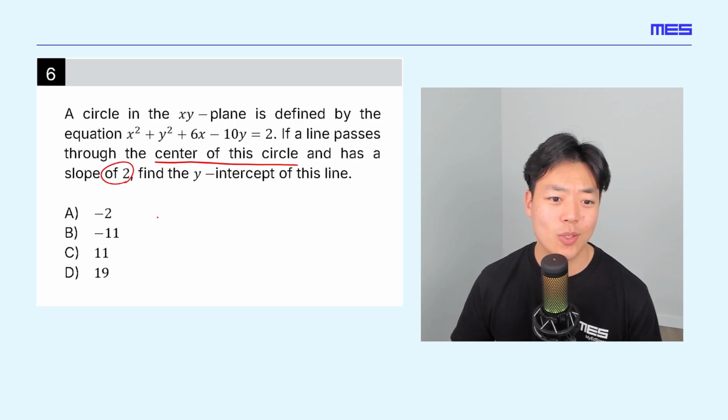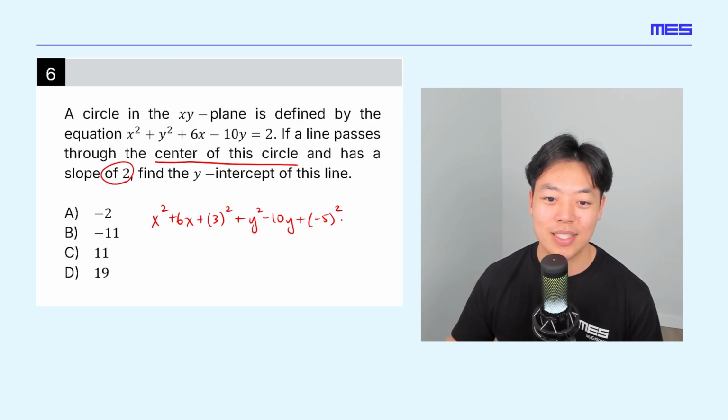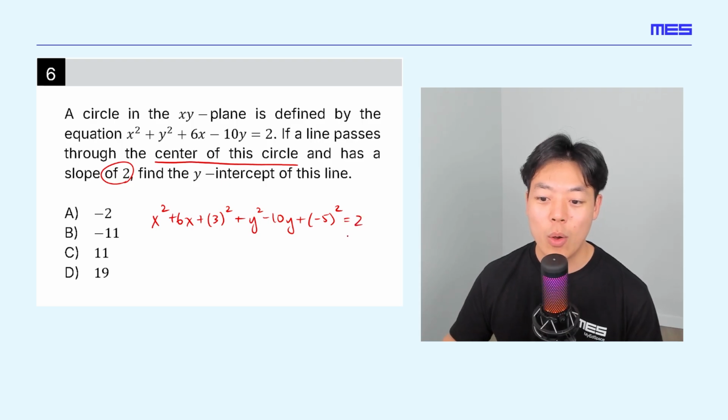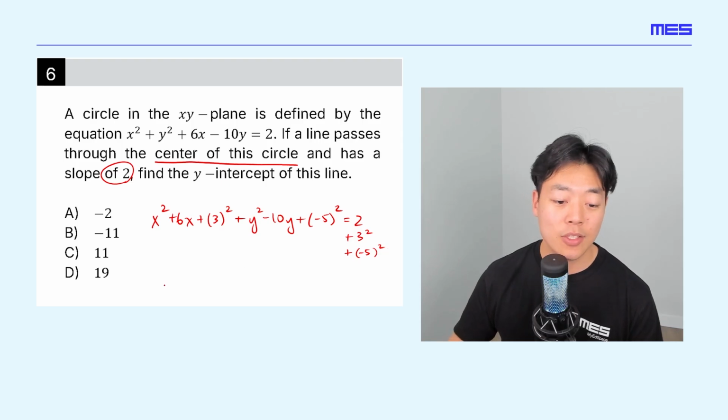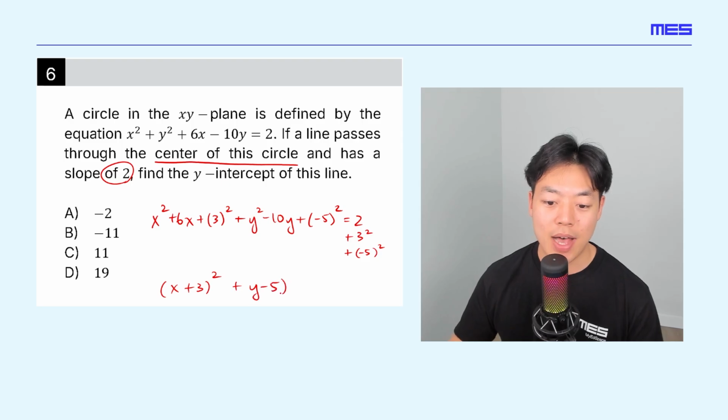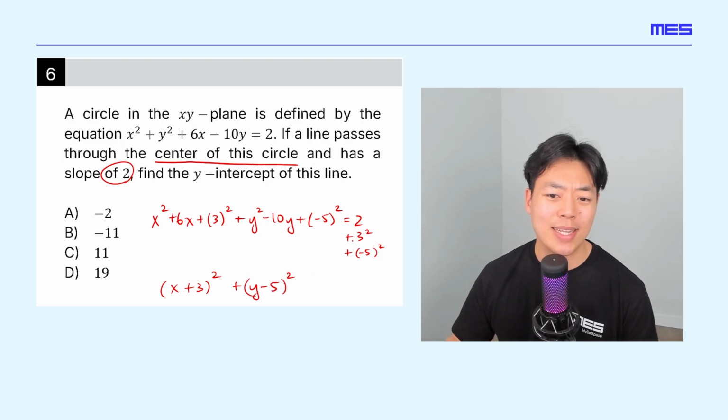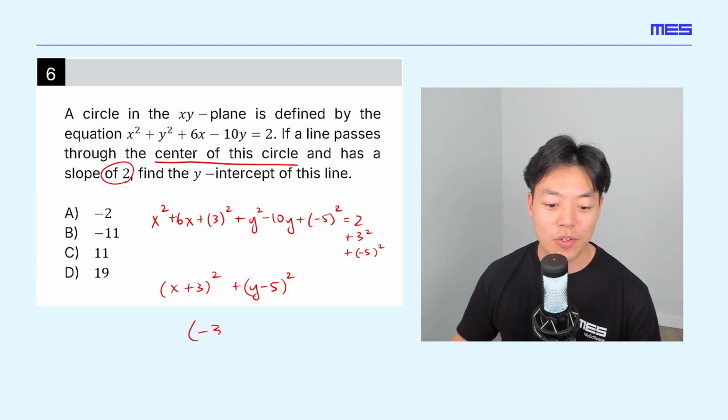Let's complete the square. We'll have x squared plus 6x. We're going to be adding a 3 squared to this, plus y squared minus 10y. We're going to be adding a negative 5 squared to this. On the other side, we have a 2. We're going to be adding that 3 squared and that negative 5 squared. In total, we have x plus 3 squared plus y minus 5 squared. We don't really care what's on the right side here because, again, we only need the center of the circle. The center of the circle is negative 3, 5. We know that our slope is 2. Let's use point slope.